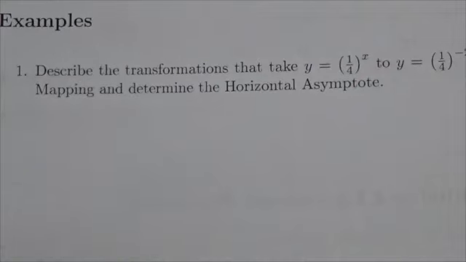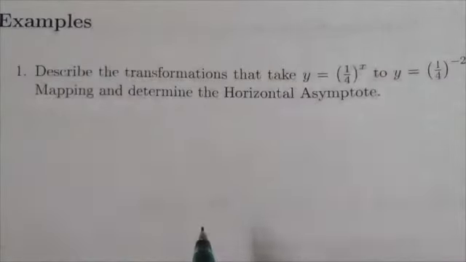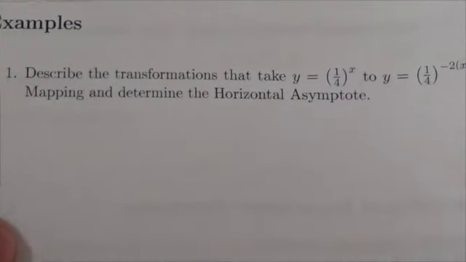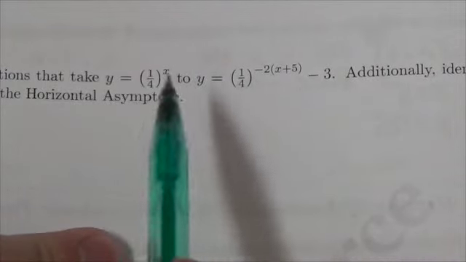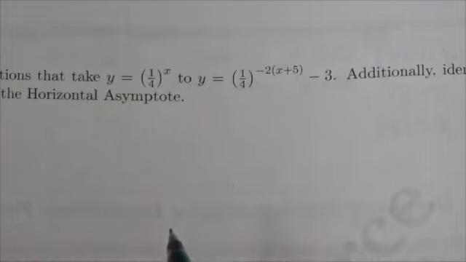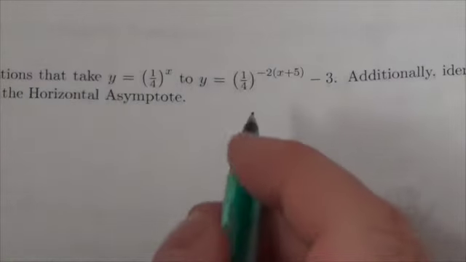All right, everybody, we're working through the diploma prep material here. We're looking at the chapter on exponents and logarithms, and we're looking particularly at transformations of the exponential function. So let's just take a quick look at this. We're supposed to describe the transformations that take this function to this function right here, and then identify the mapping and determine the horizontal asymptote.